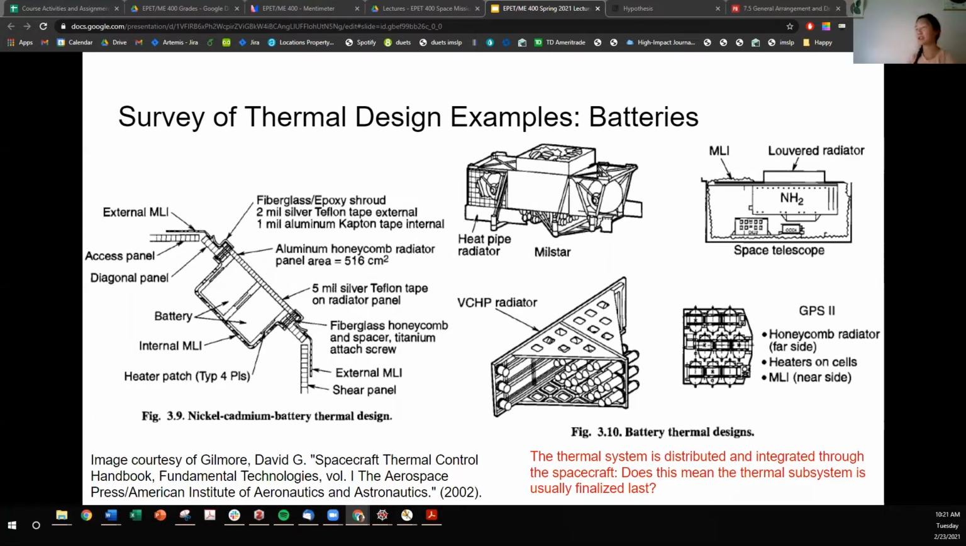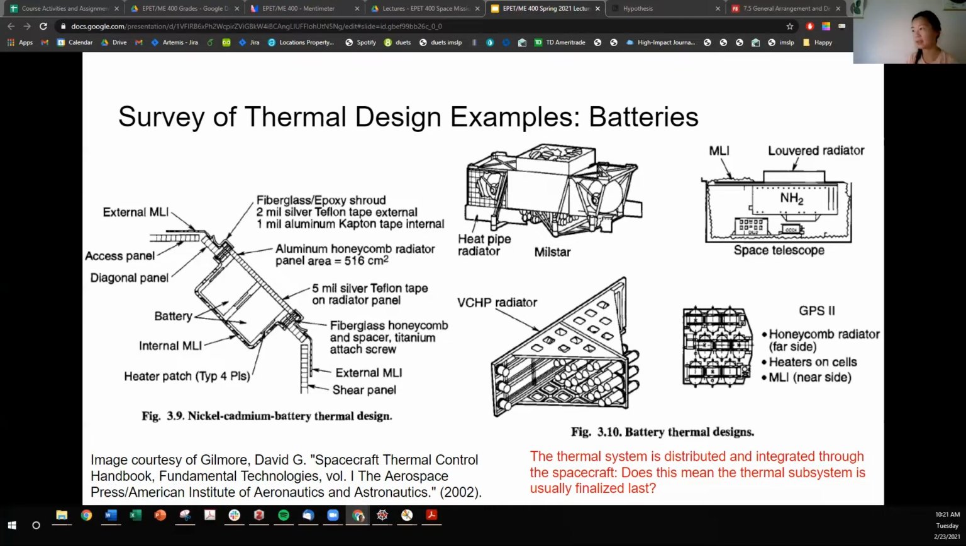Other thermal design examples in spacecraft. So instead of just large systems of spacecraft, let's talk about components. So batteries are very sensitive. From the power system chapter, we learned that there are a lot of requirements surrounding batteries. They're very thermally constrained. So because we care a lot about batteries, there's going to be a lot of thermal control surrounding them.